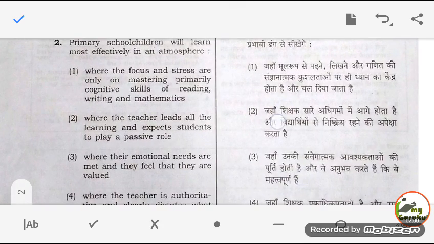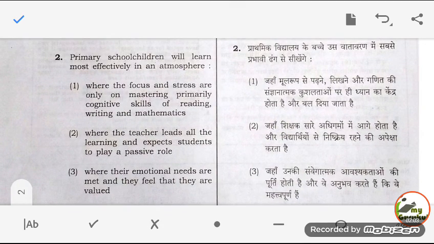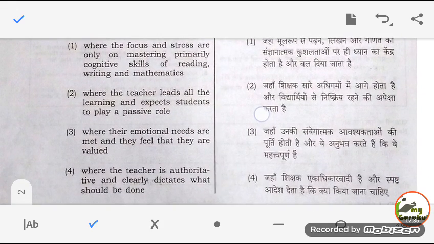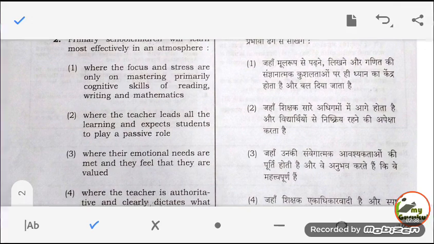Next, question number 2: primary school children will learn more effectively in an atmosphere... So here the answer will be where their emotional needs are met and they feel that they are valued. So why is this the answer? Emotional environment is the atmosphere created by the teacher. So here I'll tick this option.